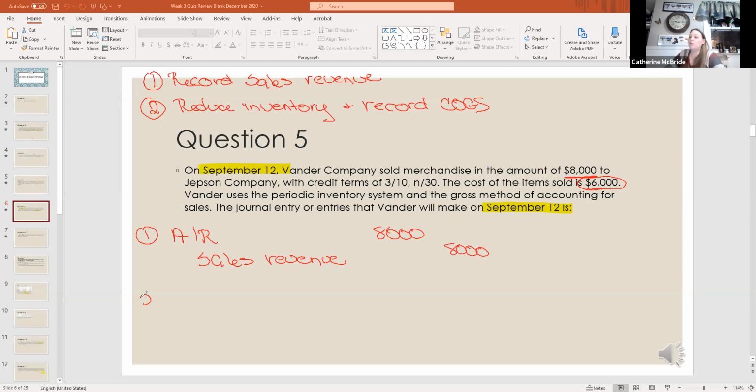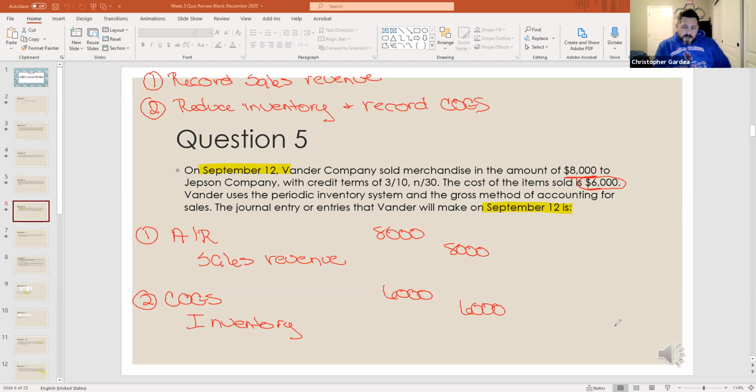And then the second thing we have to do is take the inventory off of our books and record cost of goods sold. So our cost of goods sold is $6,000. And we're going to reduce inventory at our cost, obviously, for $6,000. So on the income statement, you're going to see sales revenue $8,000 and less cost of goods sold $6,000 gives you your gross profit of $2,000. Are we good?